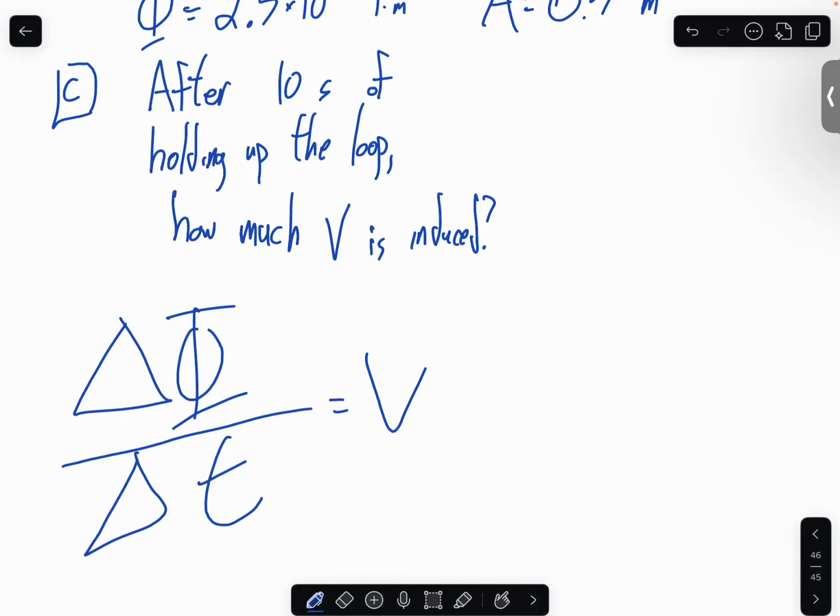Today, gas is $5 a gallon. Tomorrow, by some miracle, gas is $5 a gallon. What is the rate of change of gas price? $0 per day. Is Earth's magnetic field changing? Is the area changing? Is the angle changing? 0 volts, my friends. There is no induced voltage just because there's a flux. There's a delta phi over delta t.